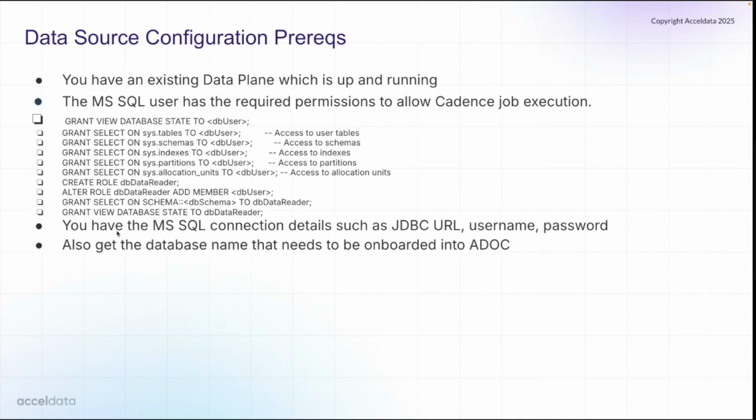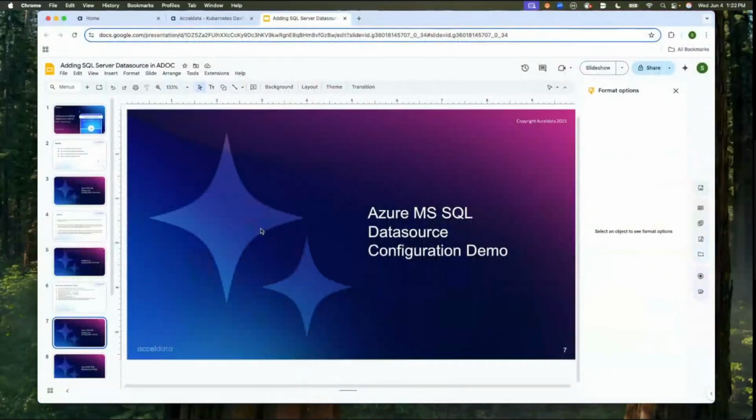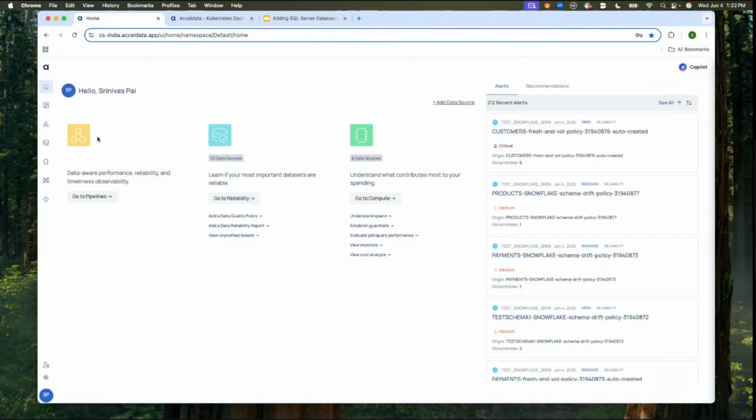Before we start configuring the resource on ADOC UI, we will need to get the details like JDBC URL, username, password, and also the database name that needs to be onboarded into ADOC from the database admin and the users. Let's quickly move on to the demo.